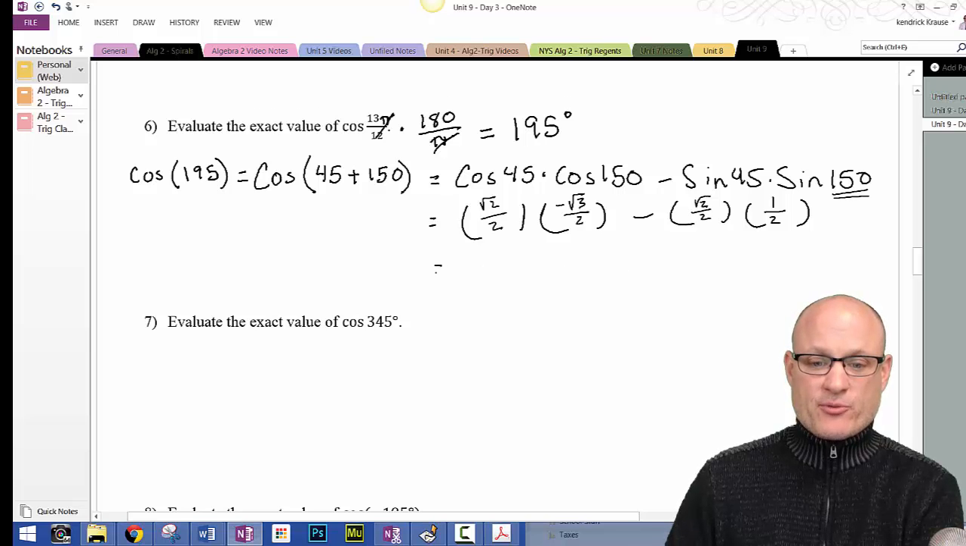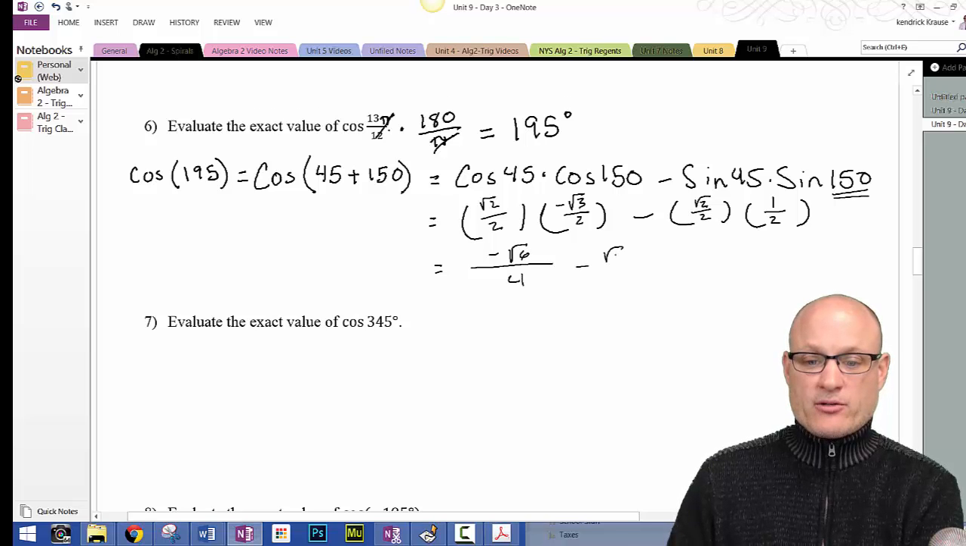So I can't put this one in my calculator. I just have to do a little bit of math. This is the negative radical 6 over 4 minus radical 2 over 4. And so my final answer is the negative radical 6 minus radical 2, all over 4.